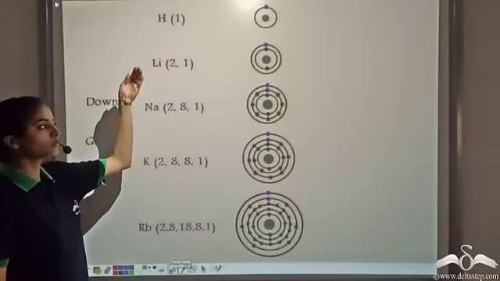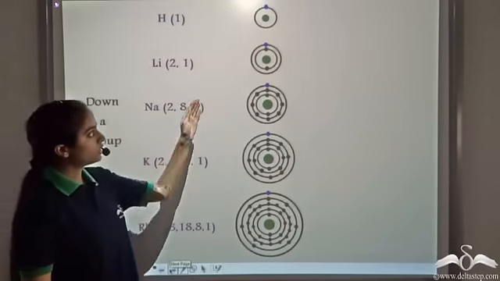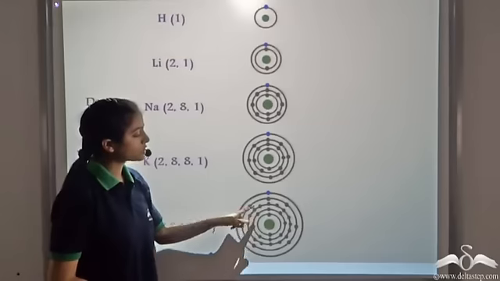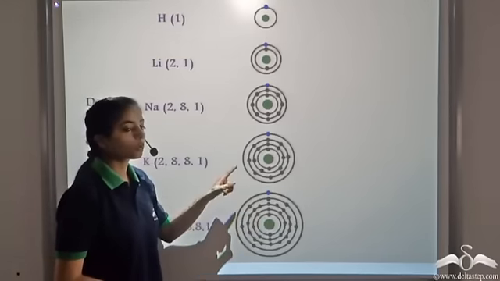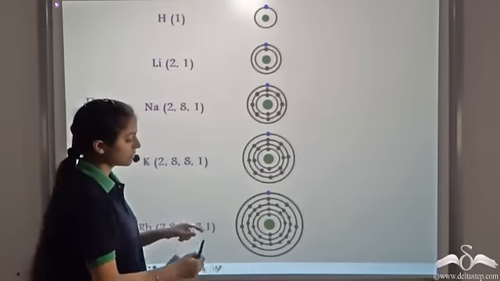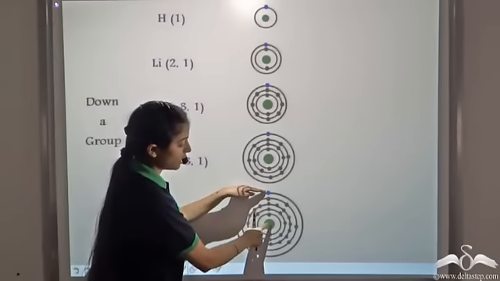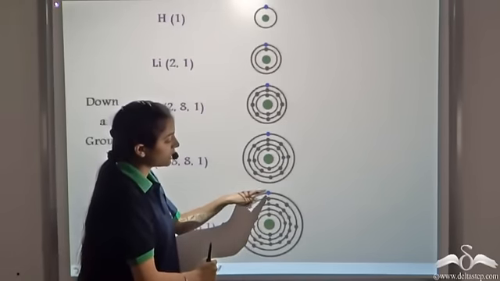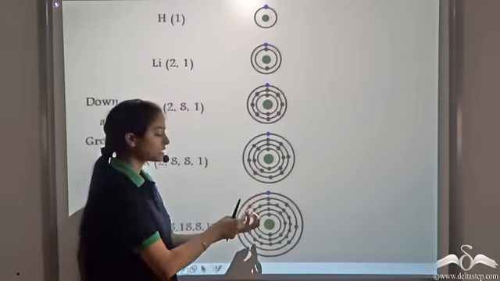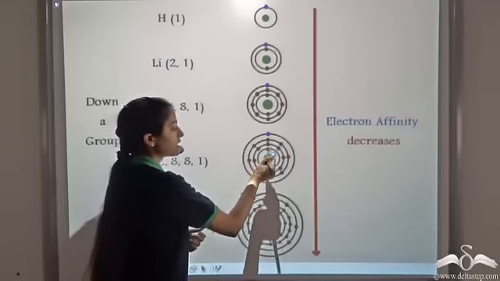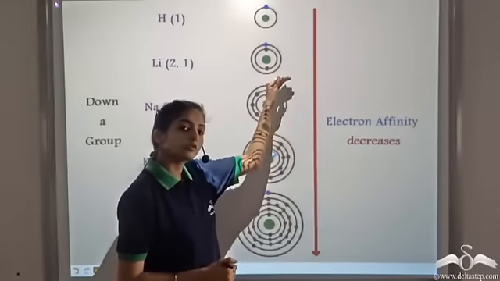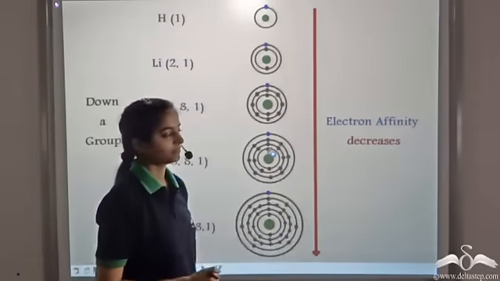Let's see what happens when we move from top to bottom in a group. So we know that when we move from top to bottom, the atomic size increases. This is because of the increase in the number of shells, which overweighs the increased nuclear charge. As the atomic size increases, the distance between the outermost electron and the nucleus increases. This leads to lesser affinity of electrons towards the nucleus. As now the affinity of electrons towards nucleus decreases, lesser energy is released when an electron is added, and therefore the electron affinity on moving from top to bottom in a group decreases.